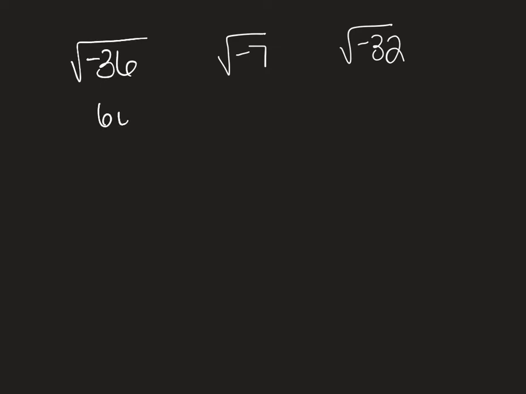All right, so sometimes you have things like this that we're going to have to simplify. When you have a negative in the square root, that's going to come out and become an i. So what's the square root of 36? 6. And then you have an i with it since it's negative.